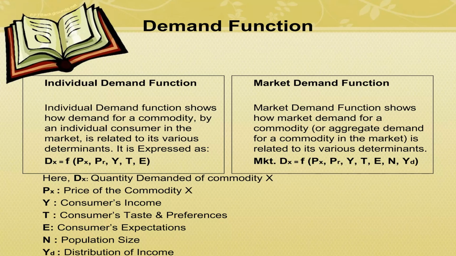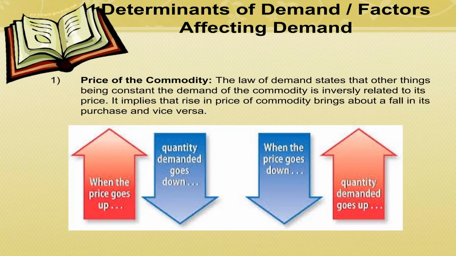The market demand is also a functional relation between the demand and other determinants. In addition to the price of the commodity, related goods, income, taste and preference, and future expectations, we also include the population size and distribution of income. We include population size and distribution of income because we are discussing market demand. We are taking all the individuals in this. That is why we are including the population size and distribution of income. So what is demand function? Demand function is the functional relationship between the demand and the various determinants that are affecting or influencing the demand of a commodity.